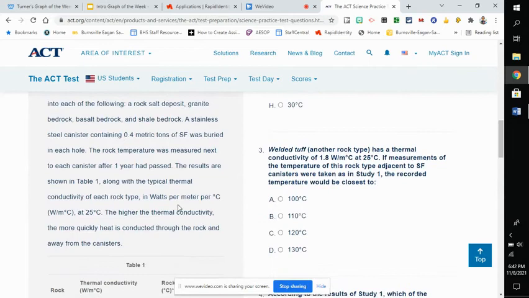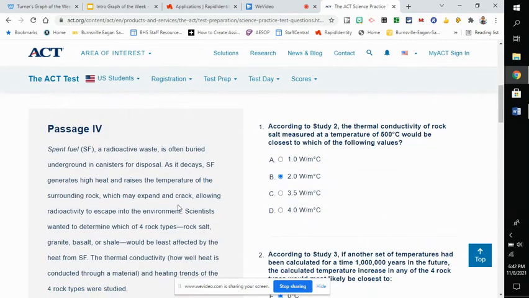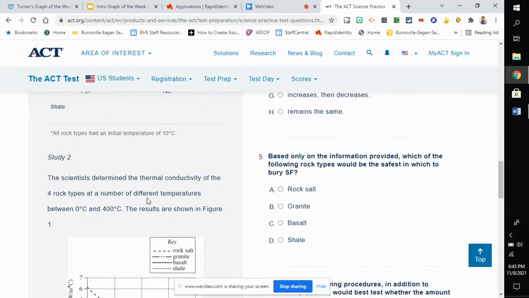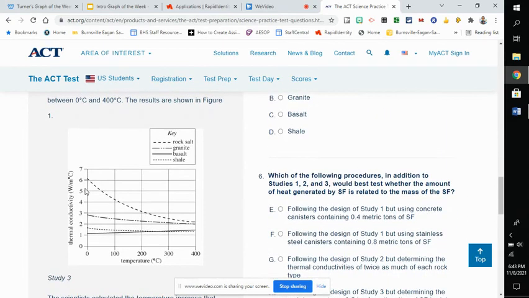I'm going to go up to the questions. We're going to do two of the questions here. Number 1, I'll zoom in. You can see I've already selected one. Maybe that's the correct answer. According to study 2, the thermal conductivity of rock salt measured at a temperature of 500 degrees Celsius would be closest to which of the following values? Okay, so let's take that apart. We have to look at study 2. We have to look at rock salt, 500 degrees Celsius. So I'm going to go back to study 2. Here's study 2. Okay.